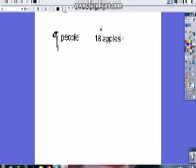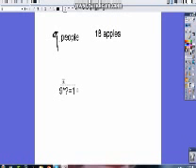By equally, I mean you're not going to say one person gets 2 apples and another person gets 5. You want them to be equal. So that means 9 times something has to get you to 18, or 18 divided by 9. So if you think about it, 9 times what gives you 18?